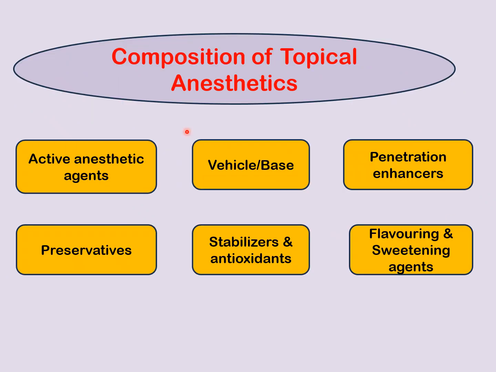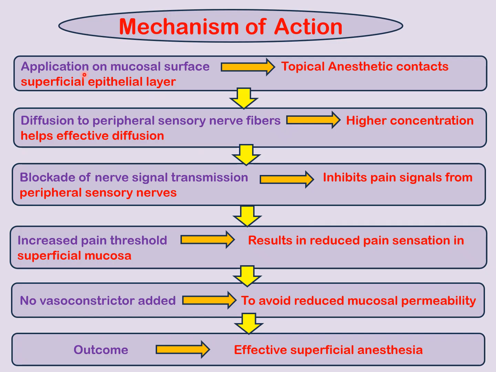So what is topical anesthetics composed of? So it mainly consists of active anesthetic agents, vehicle or base, penetration enhancers, preservatives, stabilizers and antioxidants, flavoring and sweetening agents. So now let's understand the mechanism of action of topical anesthesia.